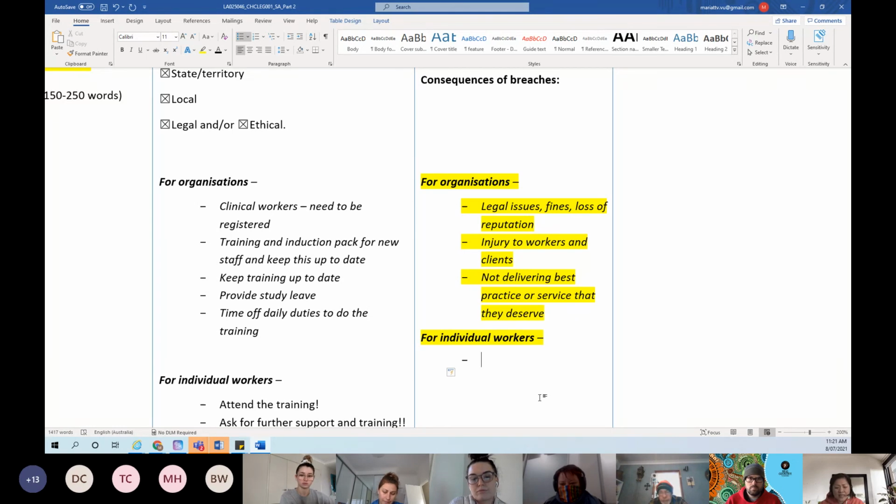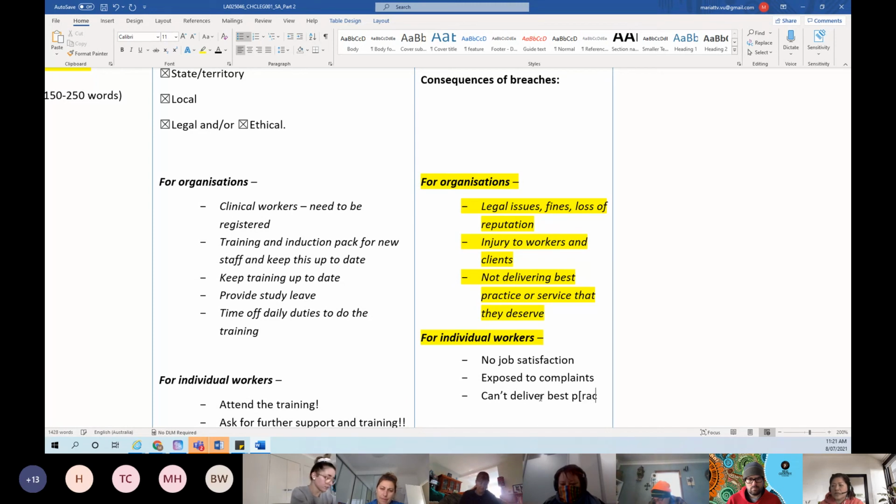Yeah, so there's no job satisfaction. Does that make sense? There's no job satisfaction. You're exposed to complaints. And you can't deliver best practice because you don't know it. So that's not obviously a good feeling. You can't do the best job that you can because you don't know how to.